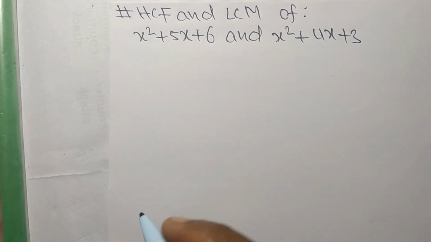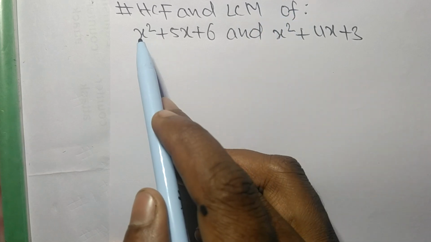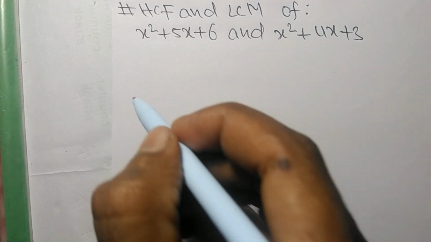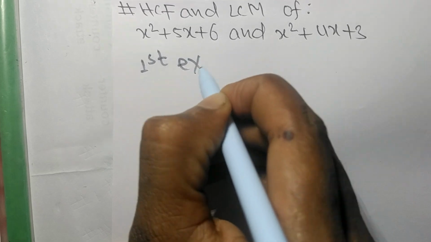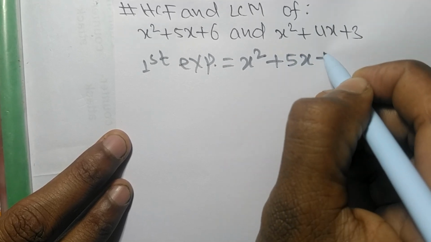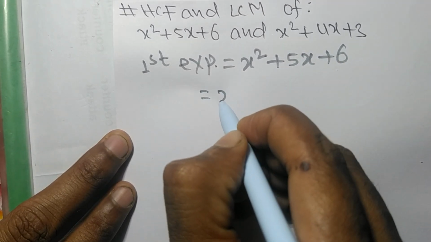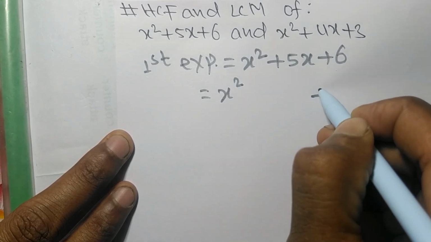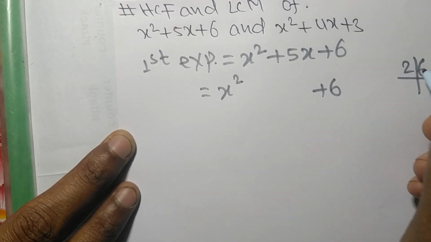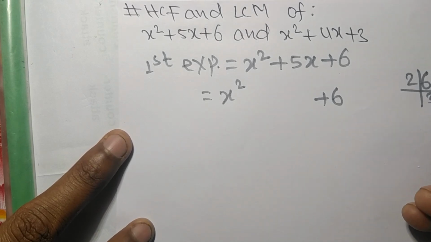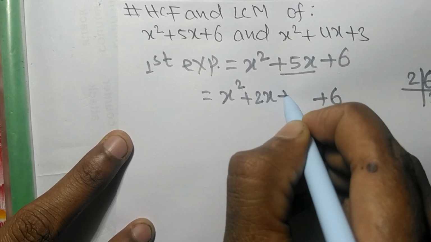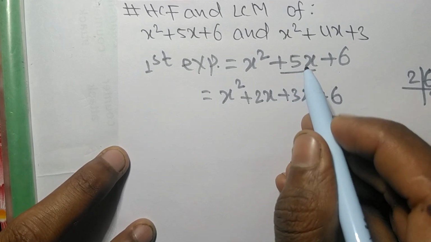Today in this video, we shall find HCF and LCM of x square plus 5x plus 6 and x square plus 4x plus 3. So the first expression is x square plus 5x plus 6. Now the first term x square and the last term plus 6. When we find factors of 6, we get 2 times 3 is 6, and 2 plus 3 is 5. So this 5x is equal to plus 2x plus 3x, which is 5x.